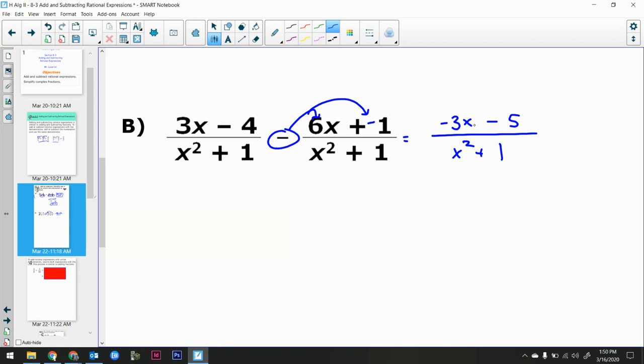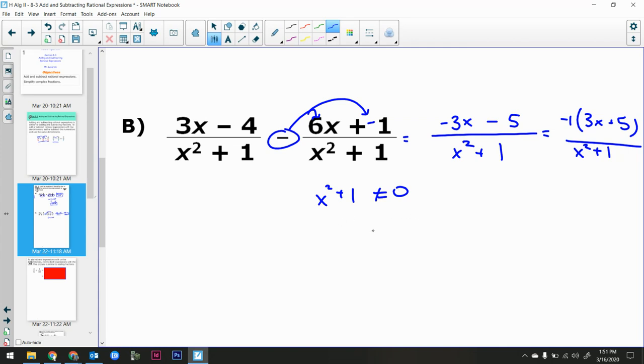Right? The only thing I could possibly do if I really wanted to is pull out a -1 on the top, but that really doesn't do anything. Makes it a plus right there. But what I mean when I say it doesn't do anything, that means it doesn't reduce at all in the fraction. Okay, interesting part here, x squared plus 1 cannot be 0, right?